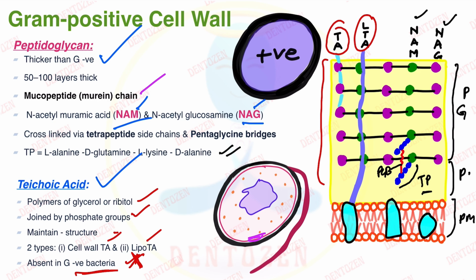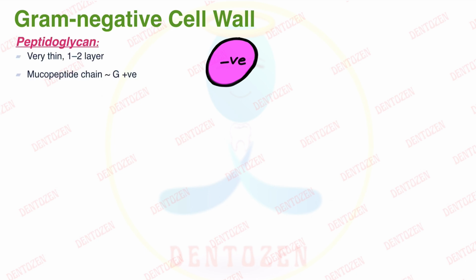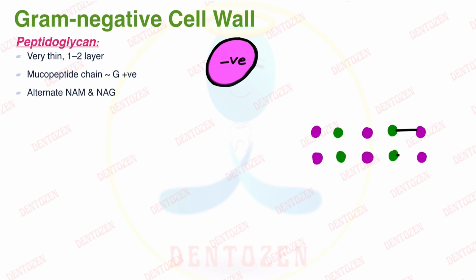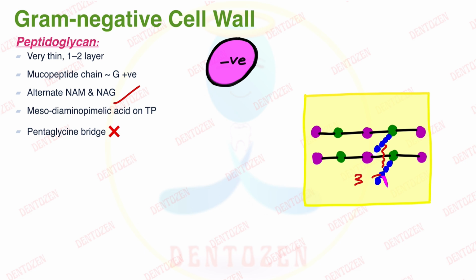Now, let's see the gram-negative cell wall. Peptidoglycan, an important difference, is thinner here. Only 1 to 2 layers are there, but the basic structure is the same as the mucopeptide chains in gram-positive, made up of two molecules, NAG and NAM, alternating with each other in a chain, and then the tetrapeptide is there. But in the tetrapeptide here, at its third position, an acid is present, that is diaminopimelic acid, which was not there in gram-positive. And the glycine bridge that was present in the gram-positive is absent here. So that is the difference.